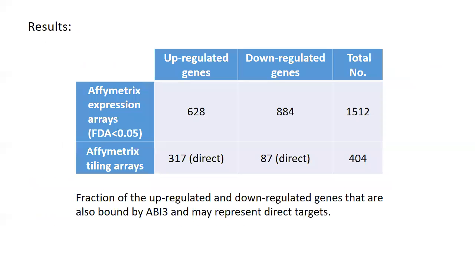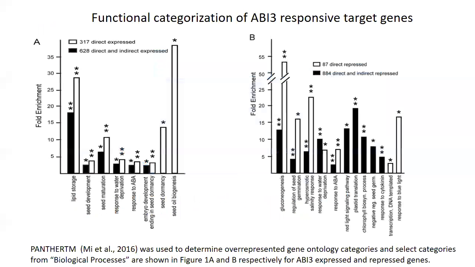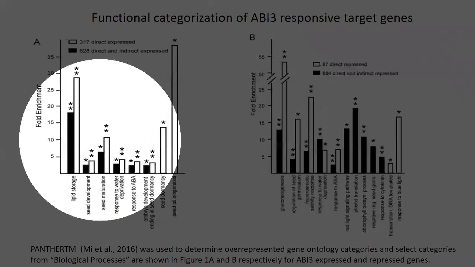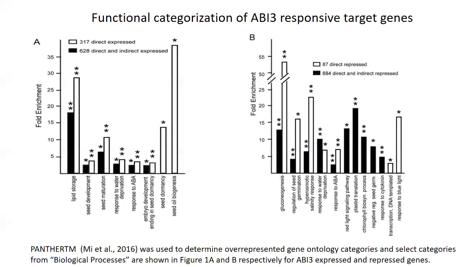Here's the result. We found 317 genes are directly upregulated by ABI3, and another 87 are directly downregulated by ABI3, and there are many other candidate genes that are indirect targets. With this gene list, I did gene ontology enrichment analysis, which tells us the functional profile of a gene list. Here I show two figures of the overrepresented gene ontology categories. The left one shows the genes directly upregulated by ABI3, and the right figure shows the genes downregulated by ABI3.